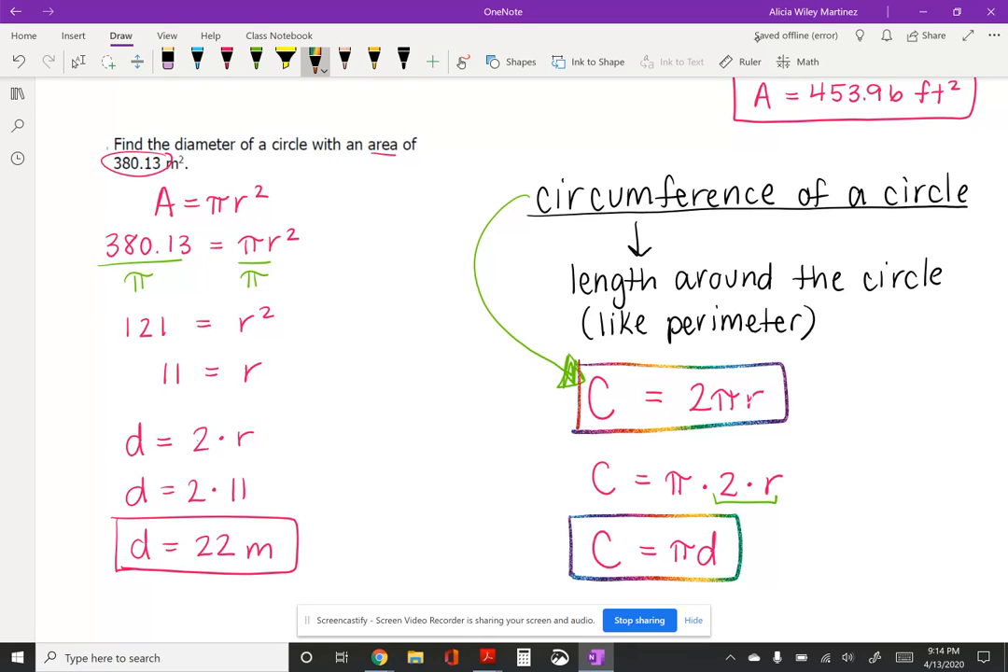So you can use this formula to find different information. They might give you a radius and you find the circumference. They might give the circumference and ask you to find the diameter. So there's different ways that you can sort of think about that. So I hope that this information helps you with the area of a circle and the circumference of a circle.